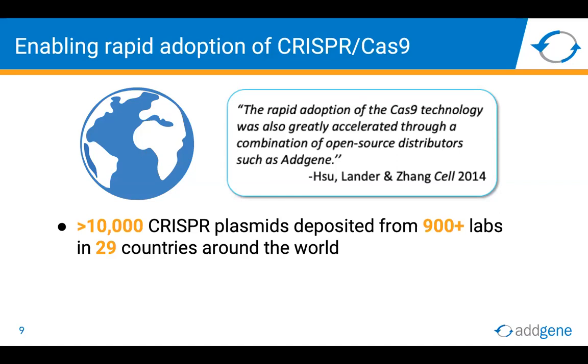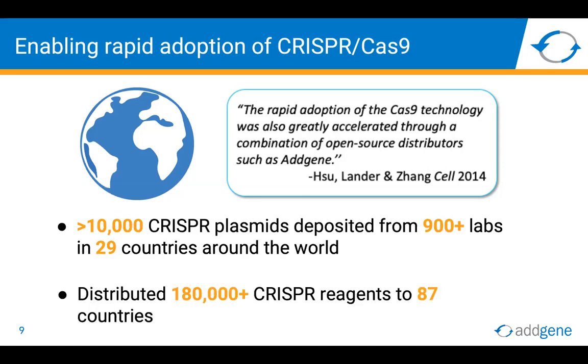To date, scientists have deposited over 10,000 CRISPR plasmids from over 900 labs in 29 countries around the world. And we've distributed over 180,000 CRISPR reagents to 87 countries. So this really speaks to how Addgene has enabled the rapid development of this technology by providing access.